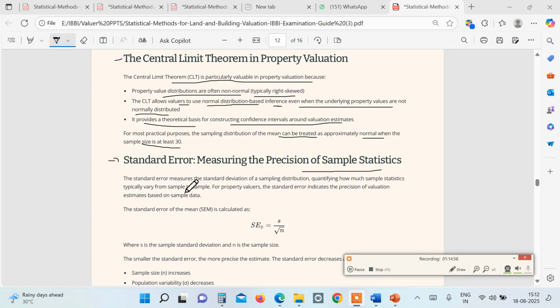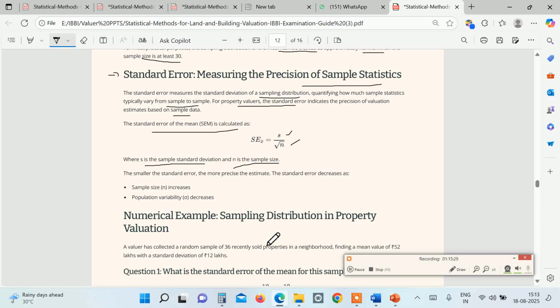The standard error measures the standard deviation of sampling distributions, quantifying how much samples statistically vary from sample to sample. For property values, the standard error indicates the precision of valuation estimates based on sample data. Standard error of the mean is calculated as SE x bar = S / √n, where S is the sample standard deviation and n is the sample size.